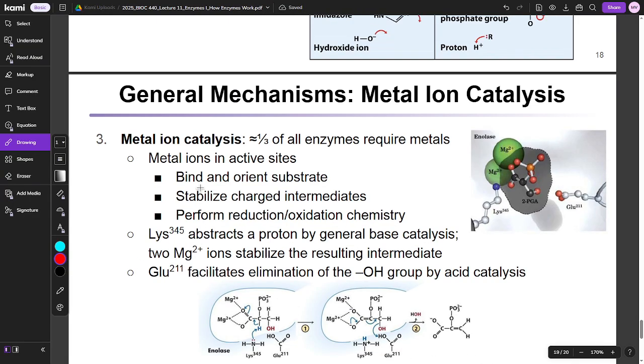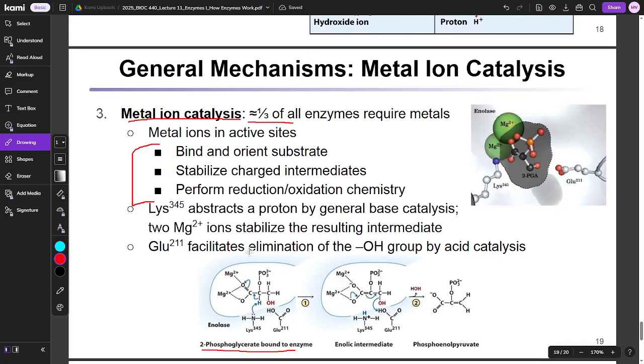So, metal catalysis, right? One third of all enzymes require metals, like we said. Magnesium, zinc, sodium, stuff like that. They help with their cofactors. They help do all these things. They bind and stabilize the substrates. I would just try and keep these in mind.